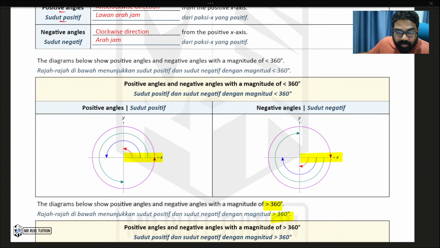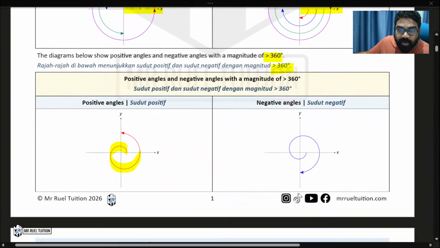Kita mula dengan paksi X positive. We start with the positive X axis. And then, kita gerak dari sini. This is positive because semua lawan arah jam. It's anti-clockwise. Ini semua ikut arah jam. This is the clockwise direction. Therefore, it is negative. Negative angle. That's all. Okay. What about for angles more than 360?